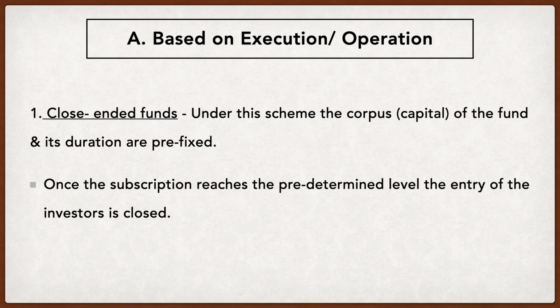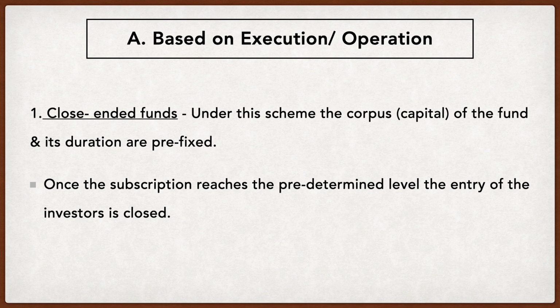Based on execution or operation, the first one here is close-ended fund. So what is this classification? It is execution or operation: in a particular mutual fund, how does it work or operate? Based on this classification, we have three different varieties of mutual funds. Option 1 is close-ended fund. As the name itself says, under this scheme, the corpus, that means the total capital.